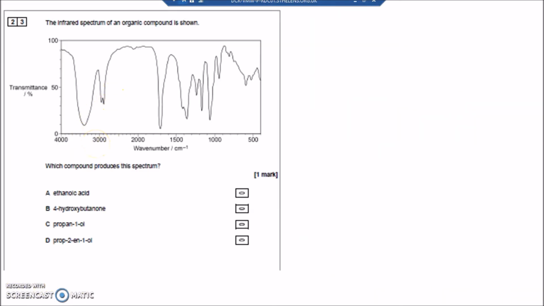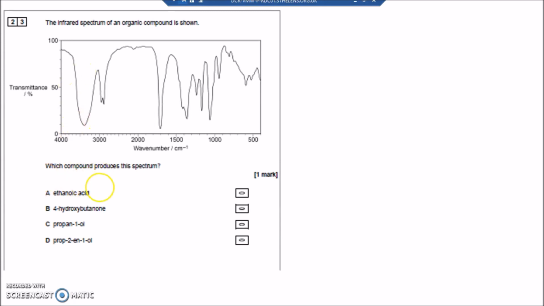Question 23, I've got an infrared spectrum of an organic compound. So what happens is if you shine infrared light through a sample of an organic compound, then the bonds in there stretch and bend and absorb some of that infrared light. And as they absorb the light, then you get troughs produced. And depending on the bond, they absorb different wave numbers of light as they bend and stretch. So we can identify this.